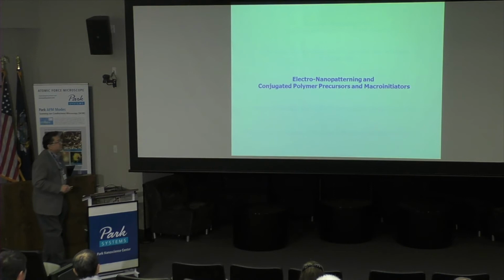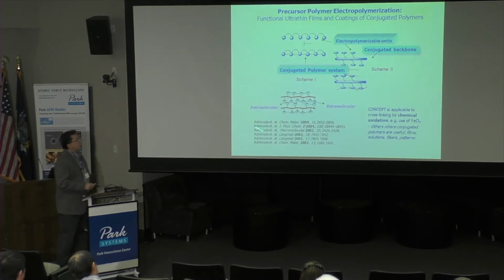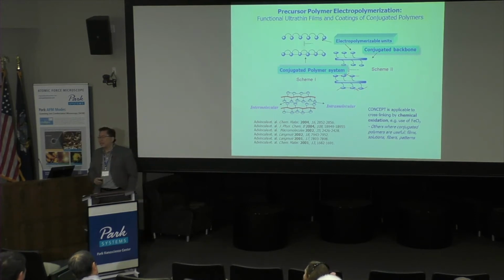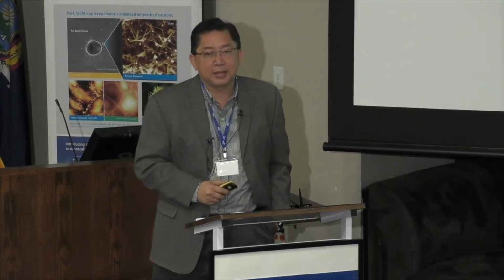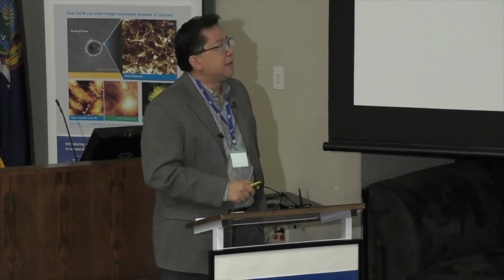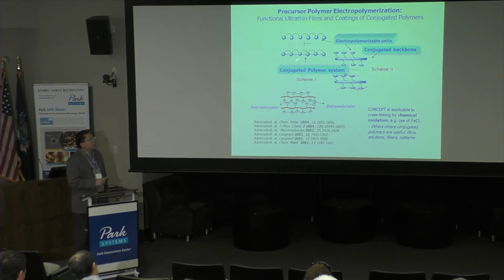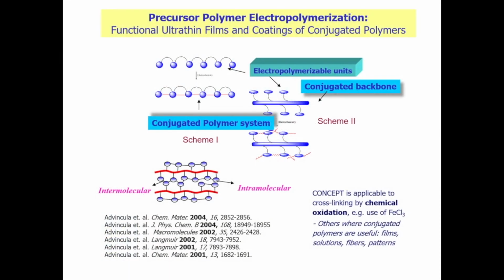All right. So, electro-nanopatterning and macroinitiators. One of the first chemistries that I developed as an assistant professor, I'm showing my age already, was to develop a conducting polymer thermoset. This was done by making polymers that, when you electropolymerize them, cross-link at the surface. At the same time, they are redox active.